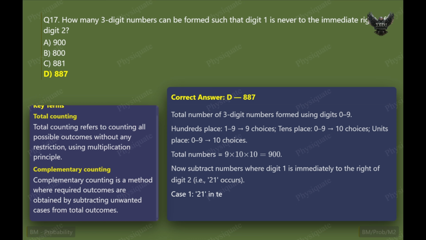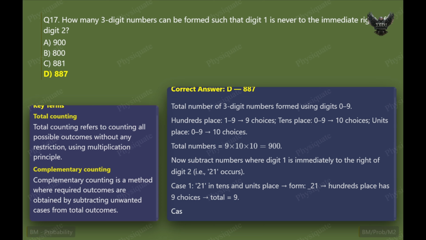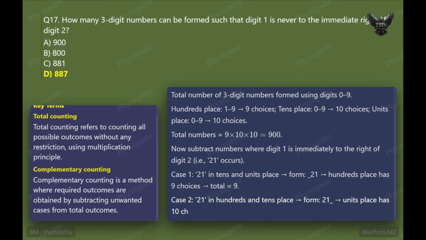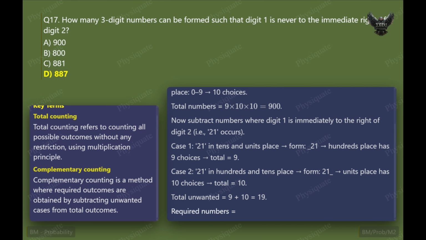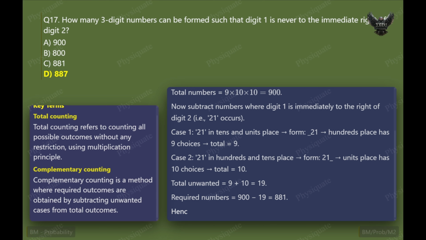Case 1. 21 in tens and units place forms _21. Hundreds place has 9 choices, so total equals 9. Case 2. 21 in hundreds and tens place forms 21_. Units place has 10 choices, so total equals 10. Total unwanted equals 9 plus 10 equals 19. Required numbers equals 900 minus 19 equals 881. Hence, the correct answer is 881.